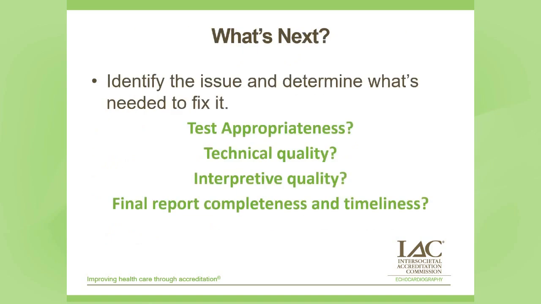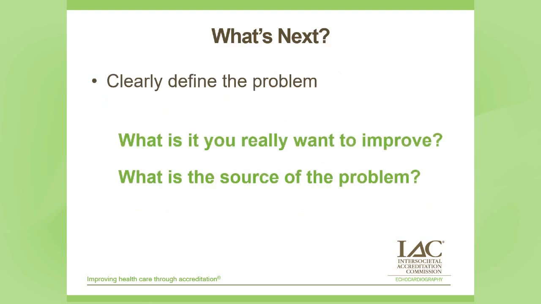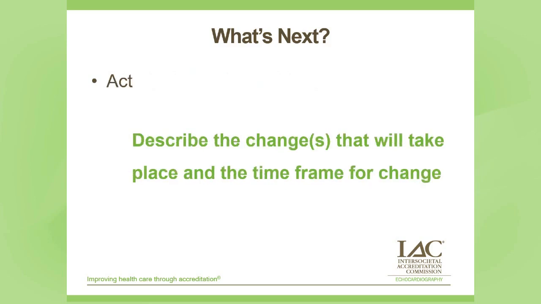So what's next? You've identified your issues, and now you need to determine what's needed to fix it. The best thing to do is clearly define what the problem is. So we saw that this TEE group decided that interpretive quality was the lowest score. That's what we want to improve. So what's the source of the problem? Is it that you have some new staff who might need a little bit of training? Is it, like I said, your reporting system not pulling the right numbers over? What is it? So now you're going to act on that.